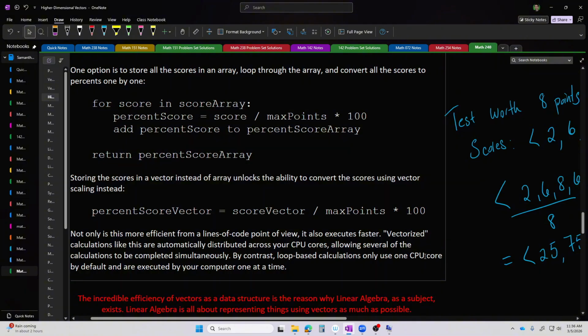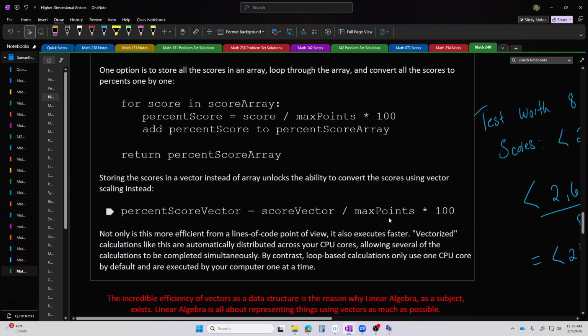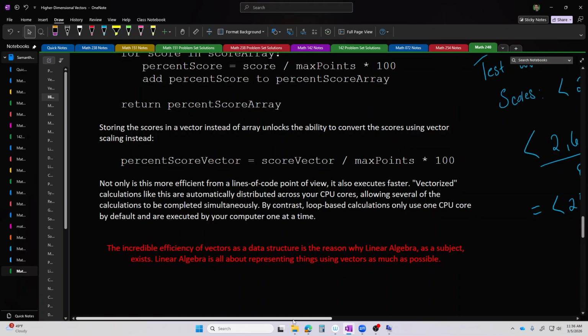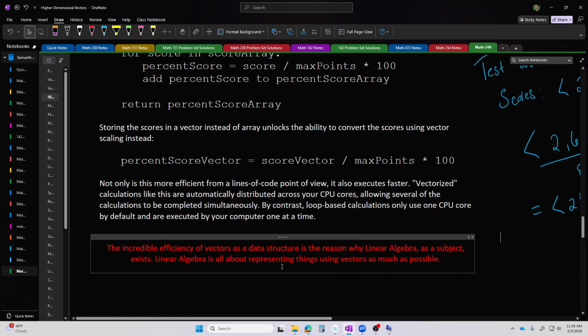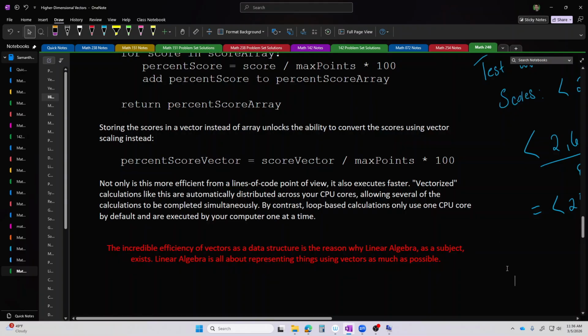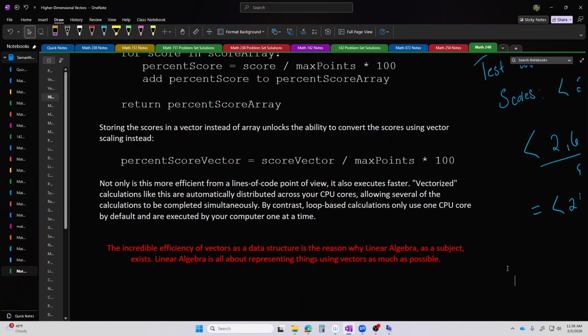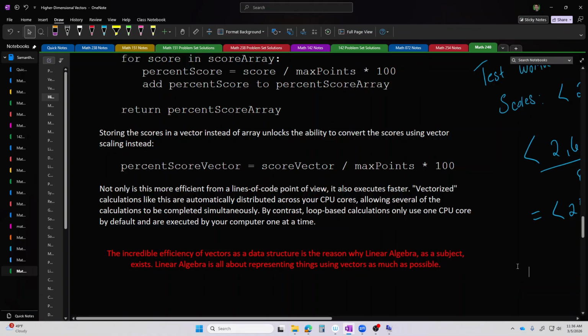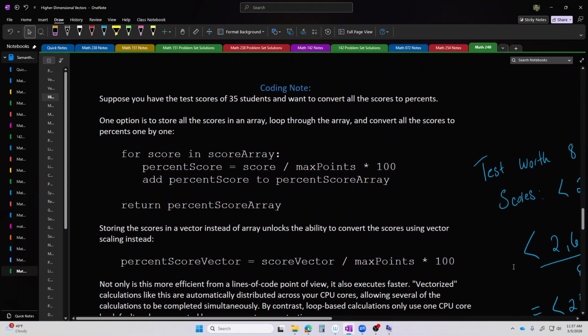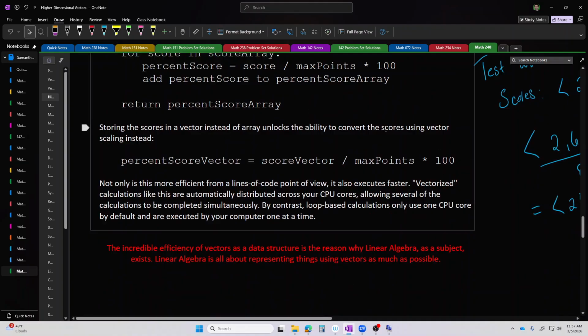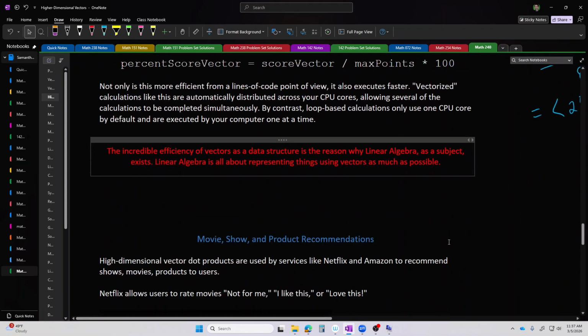You see a lot of indie games and new game developers making this mistake of not utilizing all of the computer cores and only using one computer core or maybe two. And that's why video games like RimWorld or Oxygen Not Included tend to run pretty slowly as the game goes along, despite having a basic graphics system. So be mindful, especially if you have any coding interest, of using vectorized calculations as much as possible.